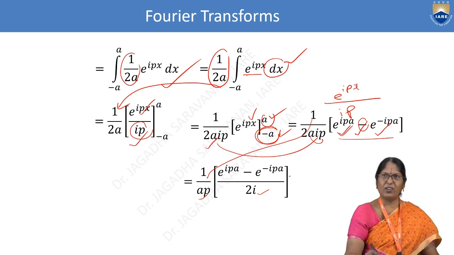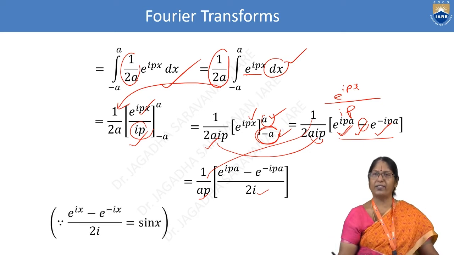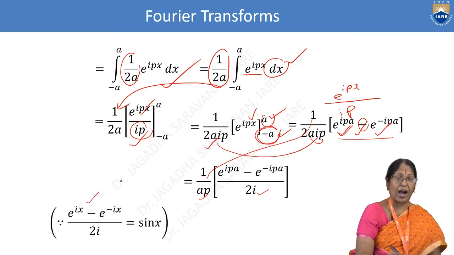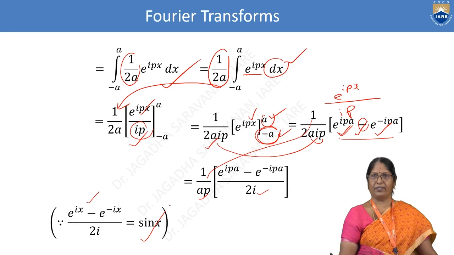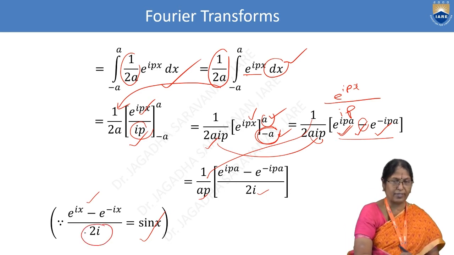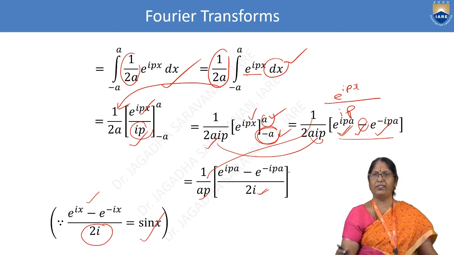This is related to some formula. That formula we can replace in this particular place. Keeping that idea, we brought in this 2i. The formula is nothing but e power ix minus e power minus ix by 2i. It's nothing but sin x. In the formula, 2i is there. That is the reason we put the 2i inside.